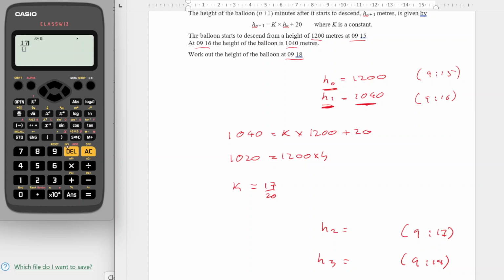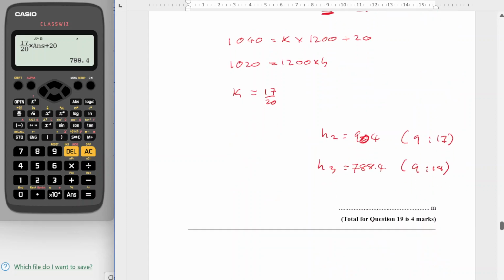I want to do 17/20 times by my previous answer plus 20. So that should give me H1 as my first value. It does. If I press equals again, it'll just do my next value, so 904. And then equals again, that gives me my height, 788.4. So I'm going to go with that, 788.4.